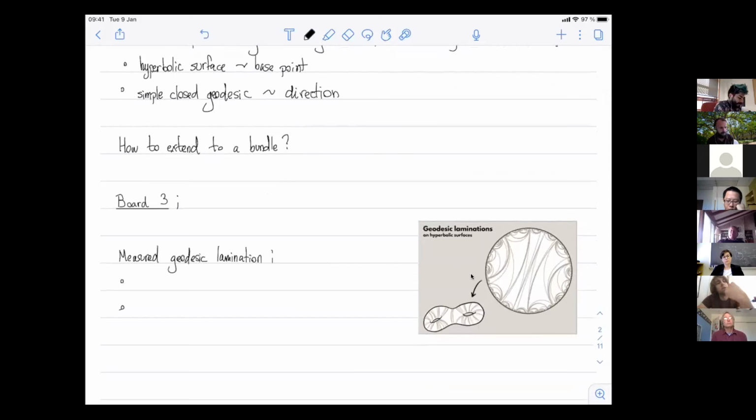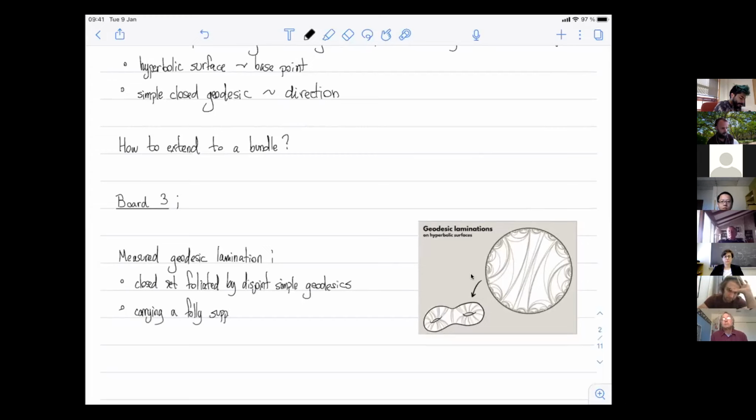But they're going to be given by two pieces of data. First, we're going to have a closed set foliated by disjoint simple geodesics, like the one you see in the picture here on the right. You have a surface and you have this set foliated by disjoint simple geodesics, and this object is also going to carry a fully supported transverse measure.